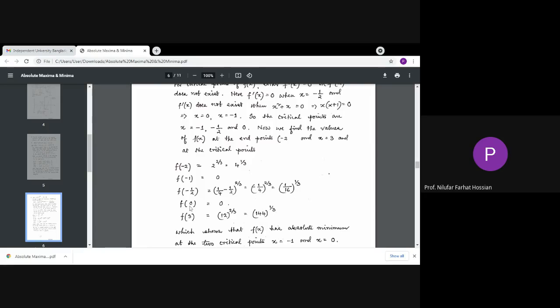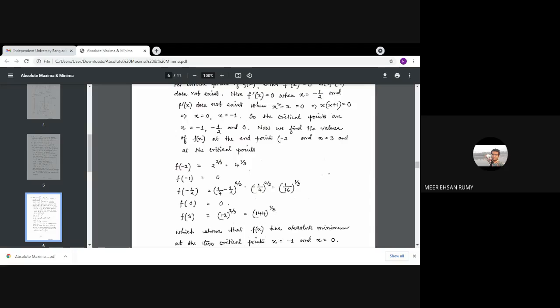Now x equal to 0. Yes, the function value will be 0. And when you put x equal to 3, it becomes 3 square plus 3. That means 9 plus 3, 12. If you take the whole square, 12 whole square is 144. So it is 144 whole to the power 1/3. Now, please find the minimum values. What are the minimum values of this function? Please tell me.